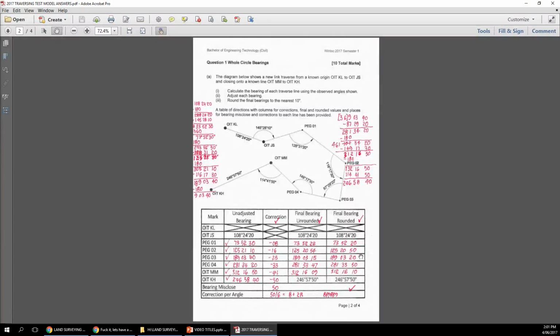All right. Now, with these problems, generally the misclose is going to be, well, it's usually around a minute. 8 seconds per station's good. 20 seconds per station's getting on the rough side. So a minute to 2 minutes max.